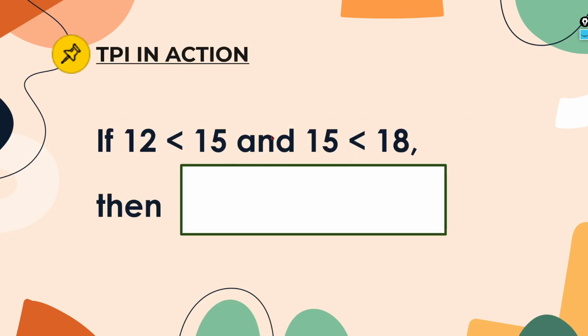12 is less than 15, 15 is less than 18, therefore I can conclude that 12 is in fact less than 18. Although, hindi ko na kailangan ng TPI to compare them because I know that 12 is less than 18. But what if they now start involving variable expressions, no?